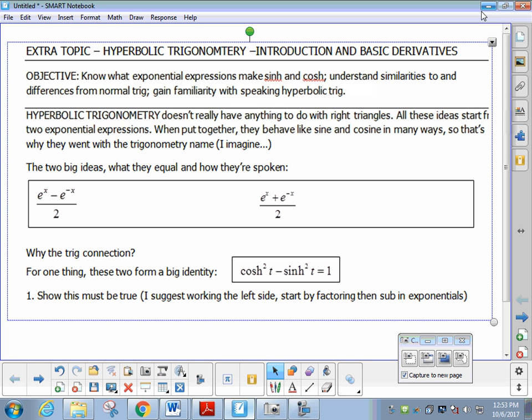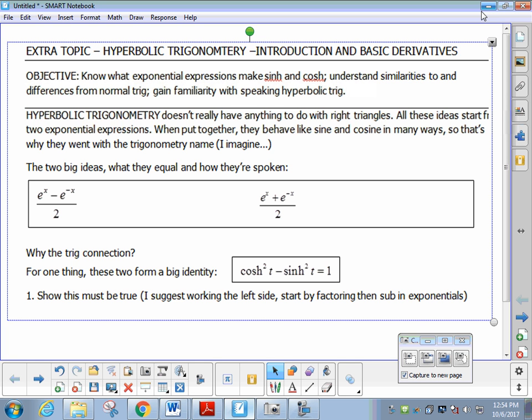Now, the trigonometry name is a little bit of give and take. In one sense, it's really misleading because it has nothing to do with triangles. It has nothing to do with angles. However, it is like trigonometry in a million other senses. There are identities. The derivatives are very similar. The behavior, in a lot of ways, in integrals is very similar. So you'll see why they went with trigonometry because there are so many parallels to trigonometry.